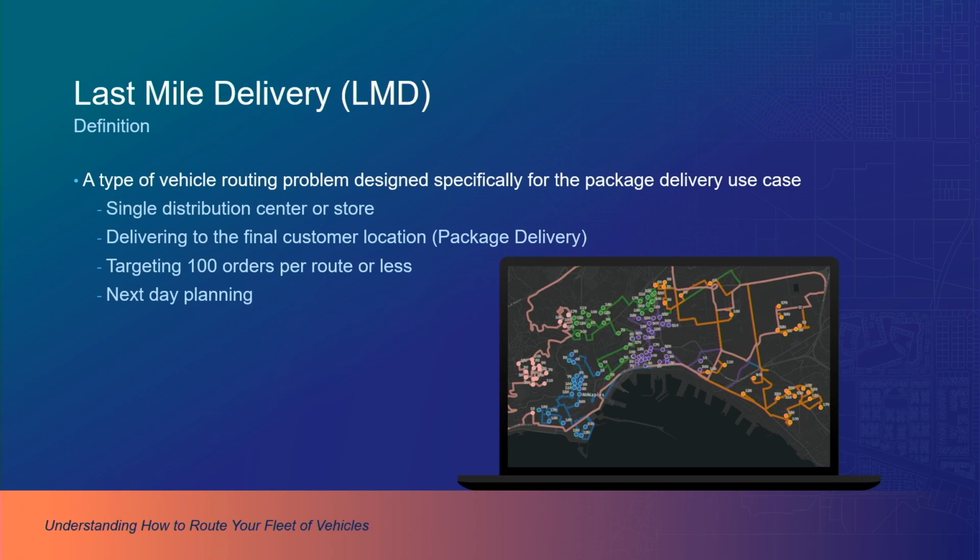The basics of the problem this is designed to model is there's just a single distribution center or store that vehicles are going to go out from to all of the delivery locations, those customer locations, and we're targeting about 100 on a route. This is typically planned the night before as a pre-planning process, and we have some capabilities in place to allow for that dynamic addition the day of.